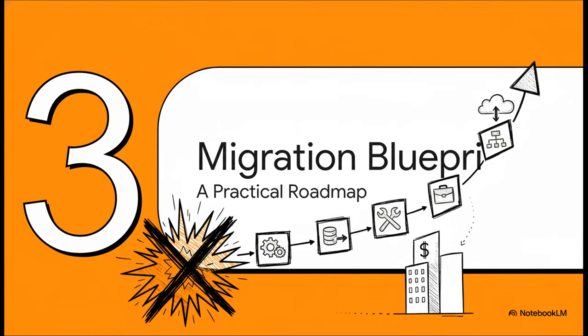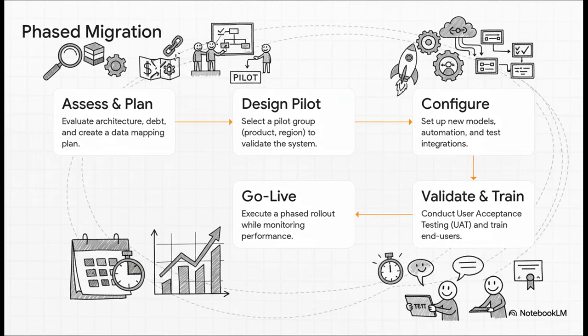Okay, time to get practical. How do you actually get from point A to point B? Look, a big bang migration is almost always a terrible idea. So here's a much smarter, phased roadmap for moving to RCA without bringing your entire business to a screeching halt. We really recommend this disciplined 5-step approach. You start with a really deep assessment of what you have now, all the technical debt, all the integrations.